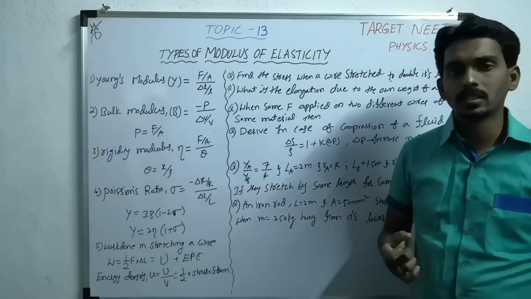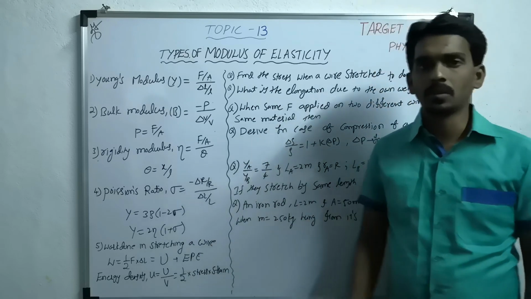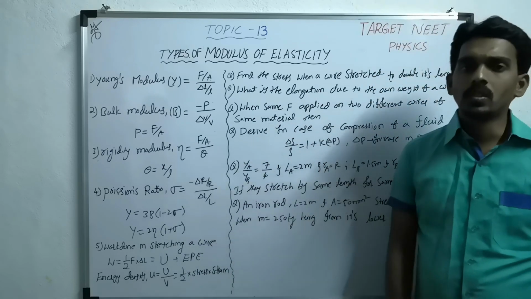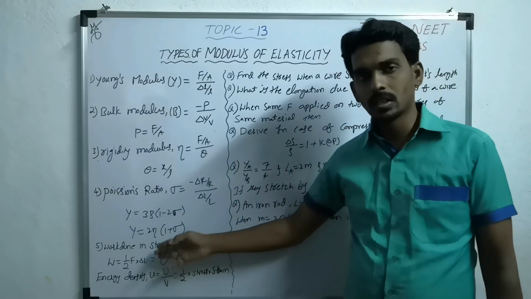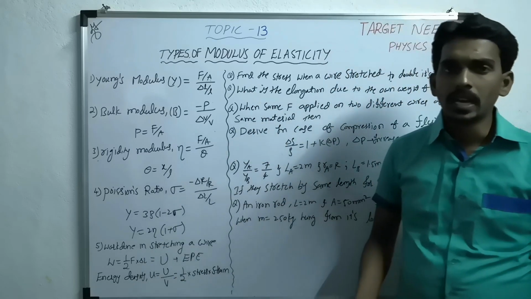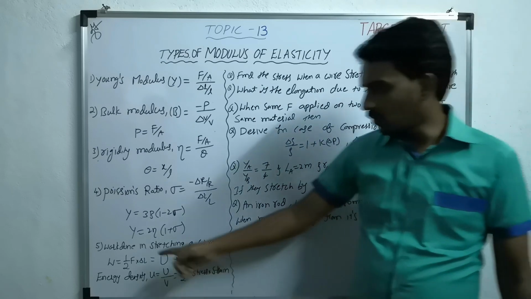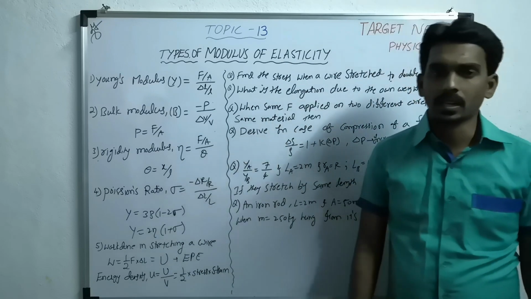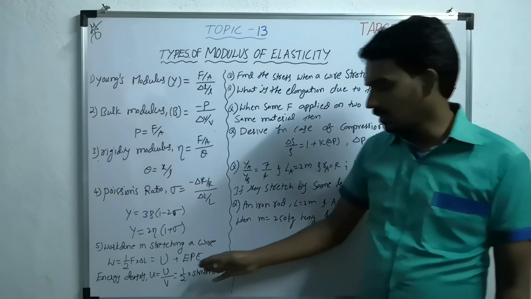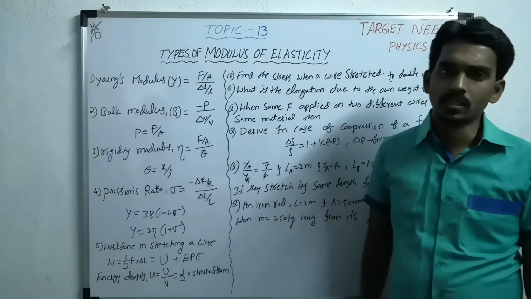What is that energy density? Energy density is nothing but energy per unit volume. So if you divide this energy or work done by volume, volume means what? Area into length. So force by area will become stress, delta L by L will become strain. So energy density will become half into stress into strain.